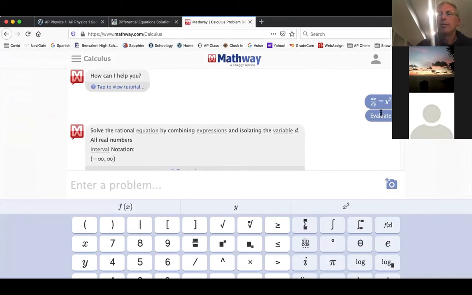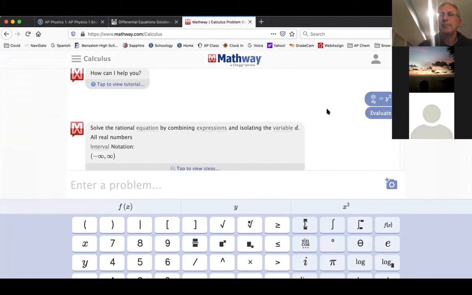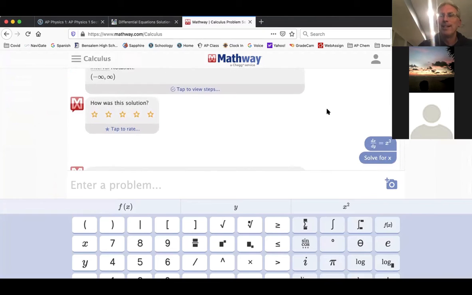So you can see this. It's Mathway's website. Yes or no? Yes, everyone has used this format before. Good. I was hoping you would say that.